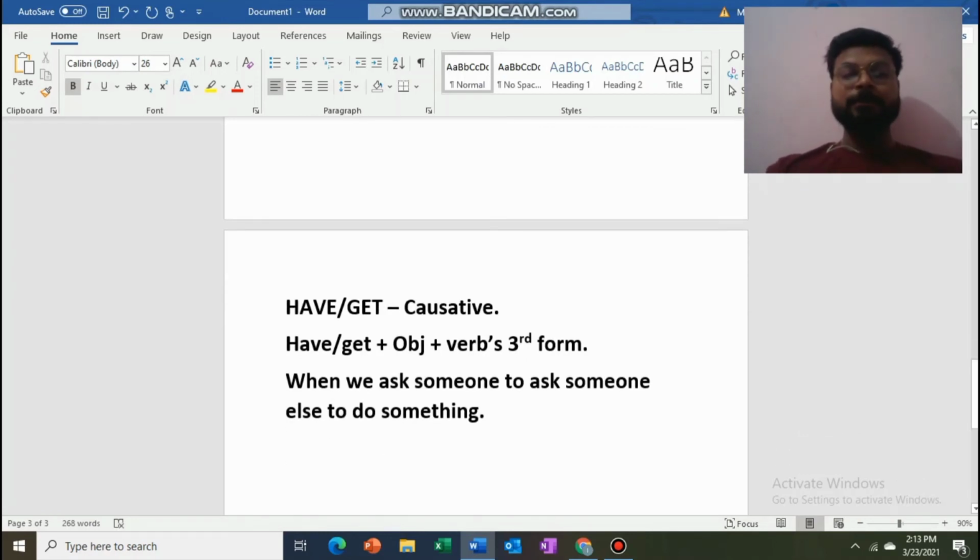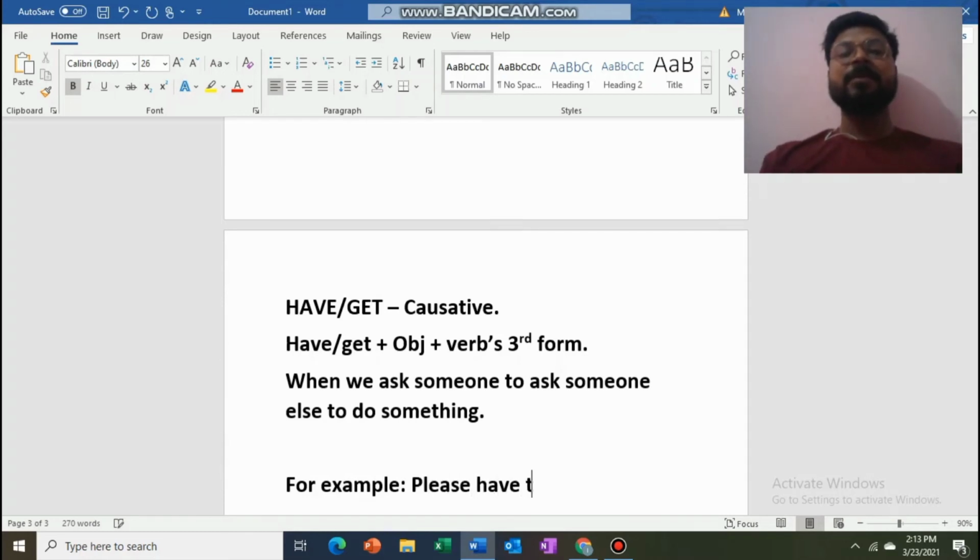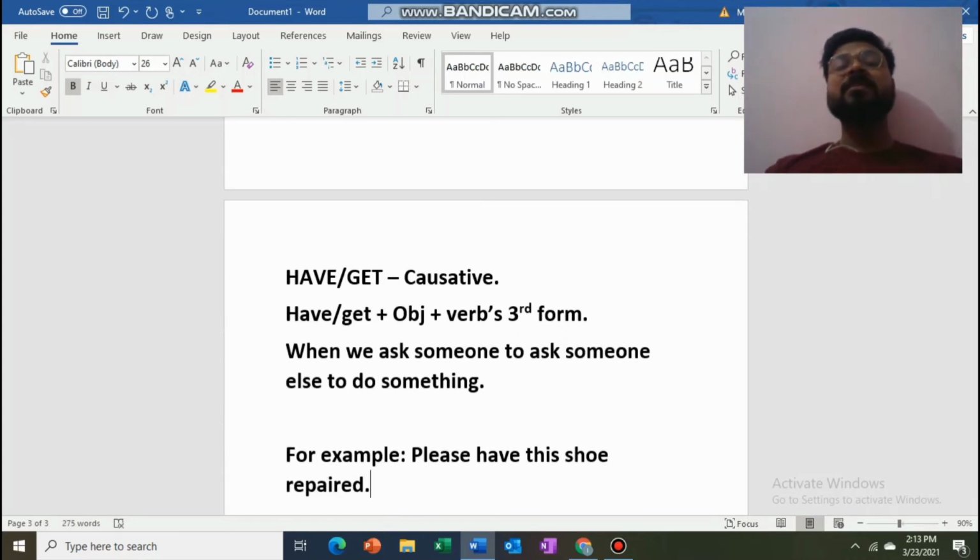For example, I'm sorry again, I don't know what happened to my throat. For example, if I say, please have this shoe repaired. So I'm not saying this to you that you repair the shoes. I'm saying that please have this shoe repaired at the cobbler. Obviously it means please have this shoe repaired at the cobbler, or make the cobbler repair the shoe, right? This sentence means this.